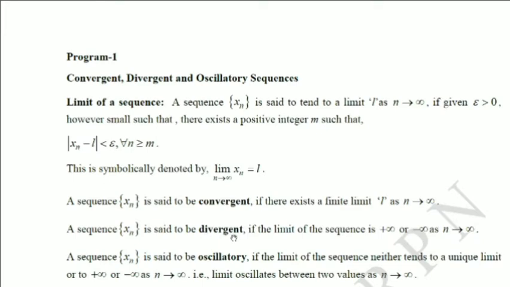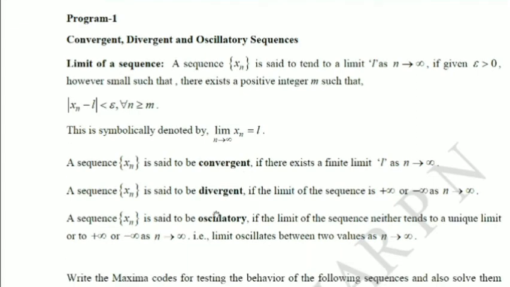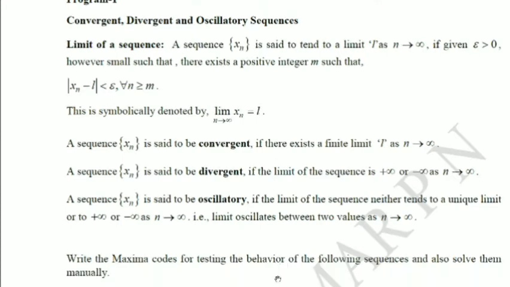And what is meant by an oscillatory sequence? A sequence is said to be oscillatory if the limit is not unique or plus infinity or minus infinity. That means it oscillates between two values. So if the limit of the sequence oscillates between two values, then the sequence is said to be oscillatory. Now let's solve some examples and also write the Maxima codes for testing the behavior of the sequences.